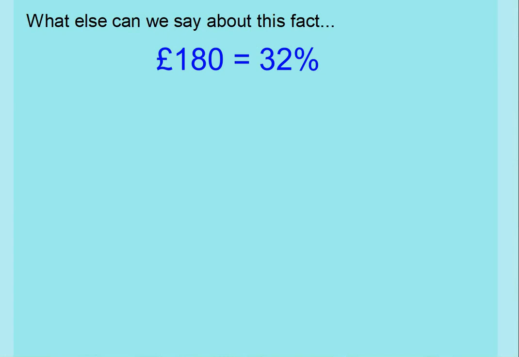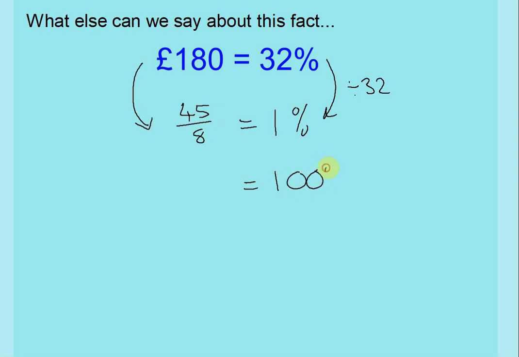Now, the facts, let's talk about some easy ones, okay? So let's talk about 1%. Now, 1% is really important to find. You can see here, to do that, we're just going to divide by 32. And because it's an equation, you've got an equals, this has to stay in proportion, so we're going to do exactly the same there. So if I do that, I get 180 divided by 32, and that gives me 45 over 8, or 5.625.